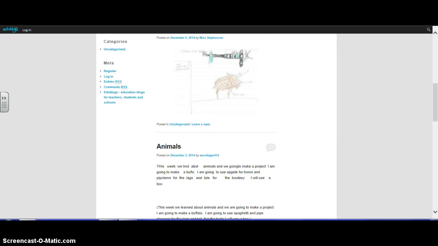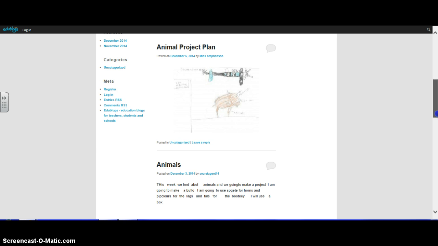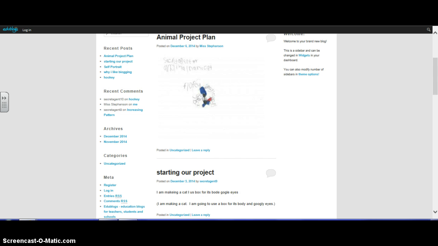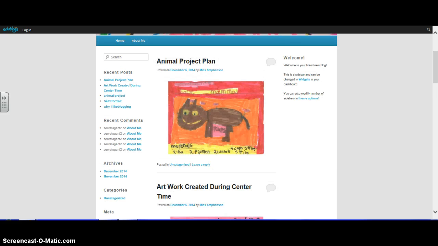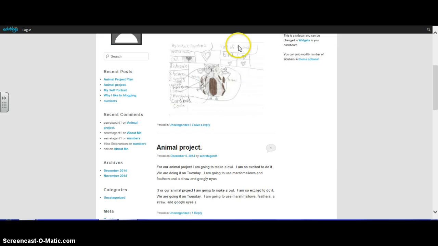Right now, I'm really excited to showcase my students' animal projects through our blog. My students have done a great job of already beginning this process. Each of my students created a project plan where they came up with an idea of what animal they wanted to draw and represent. And then the student drew what they wanted their project to look like, and next week they're going to be building it.